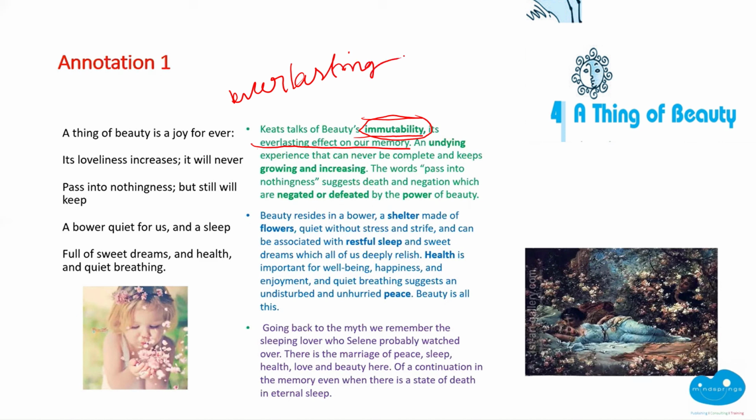I want you to use all these words: immutability, undying, growing, increasing. These are very interesting and very important words. The words pass into nothingness suggest death, negative, which is negated by the power of beauty. So if you are saying the person is dying, the beauty is dying, you still remember it. You can never die. It is immutable and it goes forever. So it became the bower.